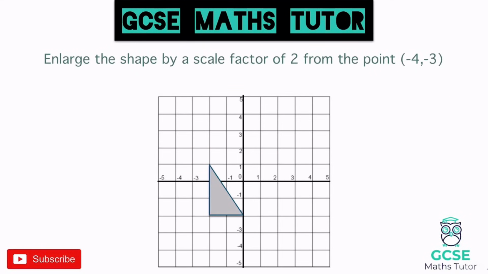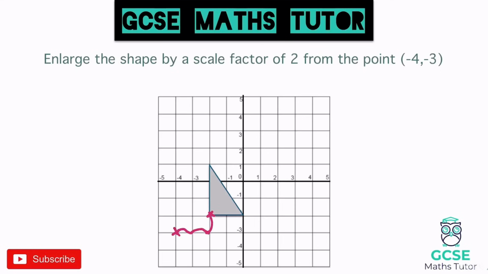Okay, so enlarge the shape by a scale factor of 2 from the point -4, -3. So let's identify that point first, -4, -3, and then we're just going to enlarge it by a scale factor of 2. So what I do is I pick a point on the shape, normally the closest one, let's say this one here, and I just think, right, how do I get there from the point? So we go 2 across and 1 up.